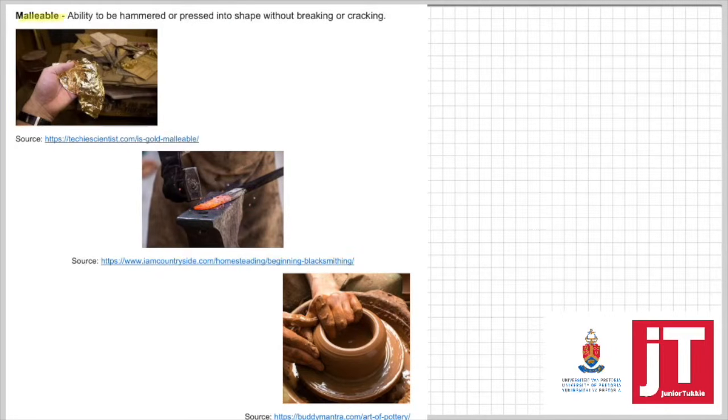Materials are said to be malleable when they can be hammered or pressed into different shapes without breaking. Examples of malleable materials include gold, which can be rolled out into very thin sheets. Different metals can be hammered into different shapes for different uses, like pots, cutlery, or even jewelry. And clay is also a very malleable material which can be easily molded into pots, cups, or maybe even a pot for your pot plant.